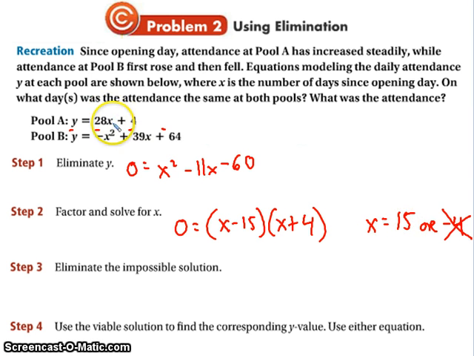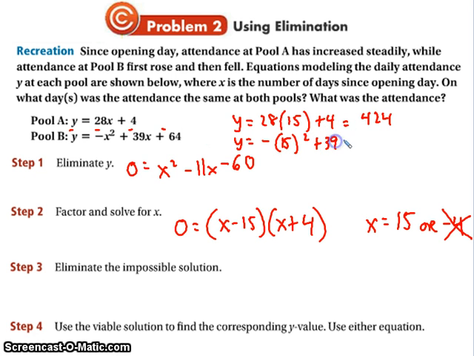So I'm going to plug it into these equations and work it out. y is equal to 28 times 15 plus 4, and I get 424. And y is equal to -15 squared plus 39 times 15 plus 64, and lo and behold, I should get the same answer. So what was the day that they had the same? It was day number 15. And what was the attendance at the pool? It was 424. Voila.